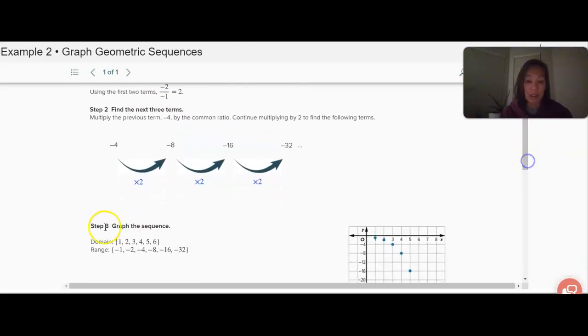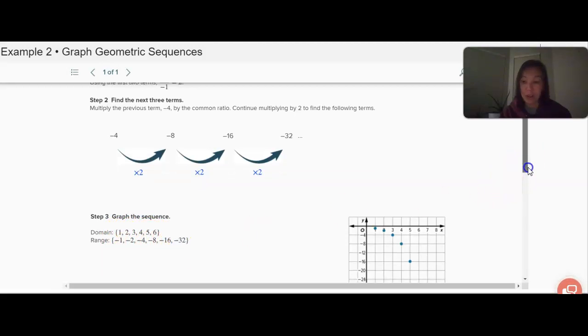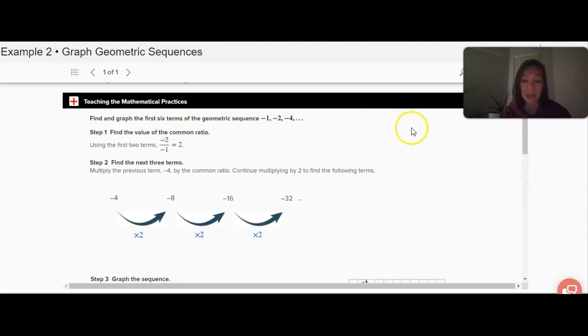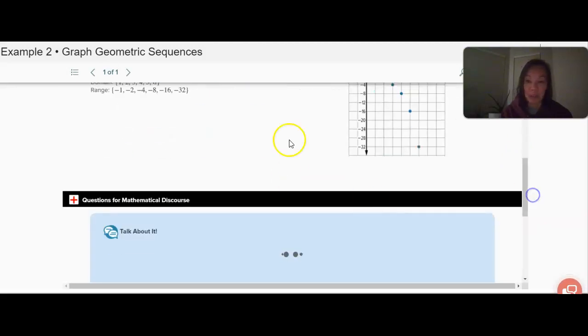So if I want to graph it, remember the domain, since it's the first 6 terms, the domain is 1 through 6. The range is just the terms themselves, and then you just graph those points. So this graph looks like this, kind of like an inverted exponential graph, or a reflected exponential graph. So that's all you're doing, is just finding the terms. It's basically just finding the next 3 terms of the sequence, but then we graph it as well.